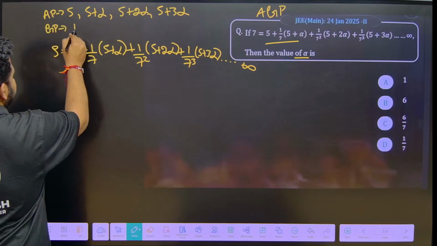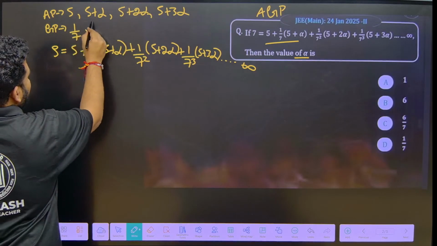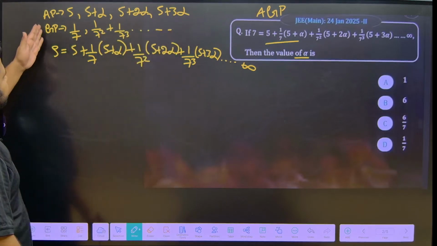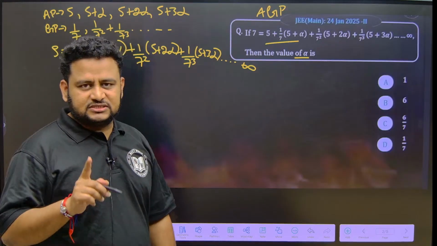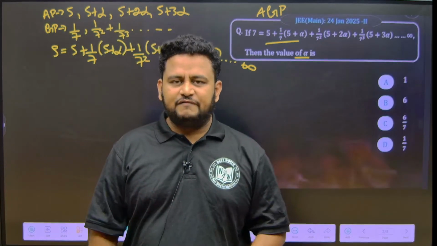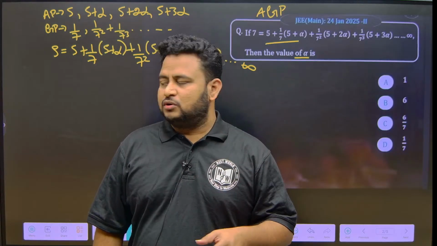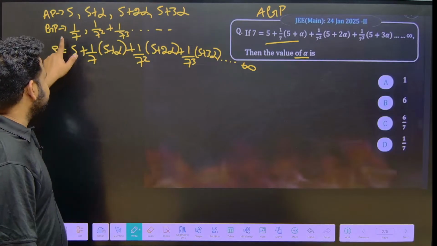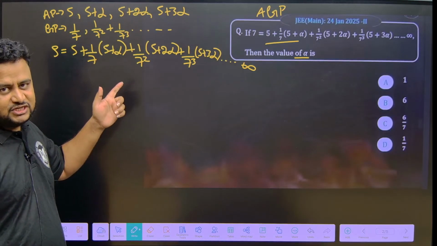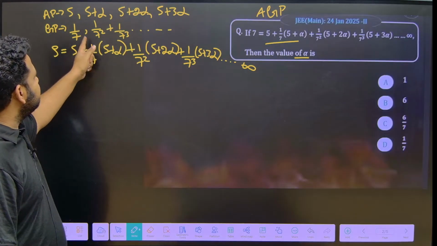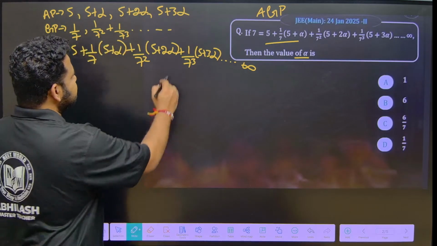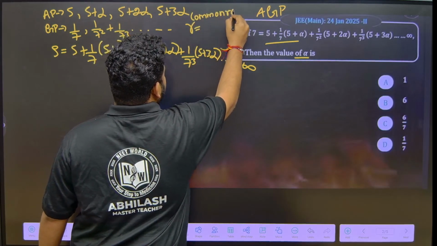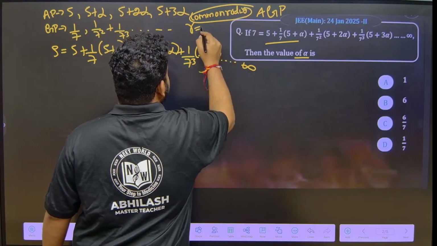The GP is 1 by 7, followed by 1 by 7 square, followed by 1 by 7 cube, and so on. So for this combination of AP and GP, the trick is to always multiply the sum by the common ratio. What is the common ratio? Common ratio doesn't come in AP, it always comes in GP. Here the common ratio R is 1 by 7.